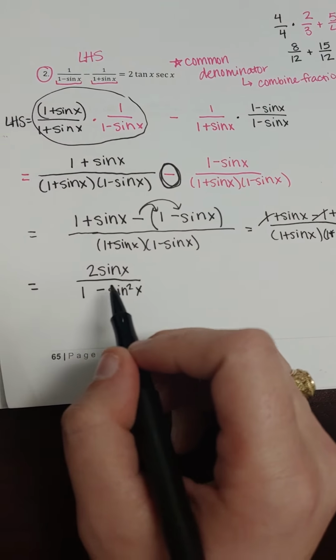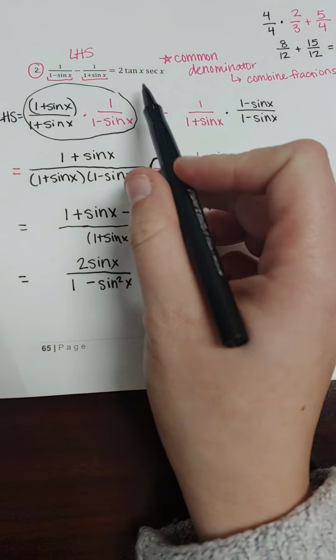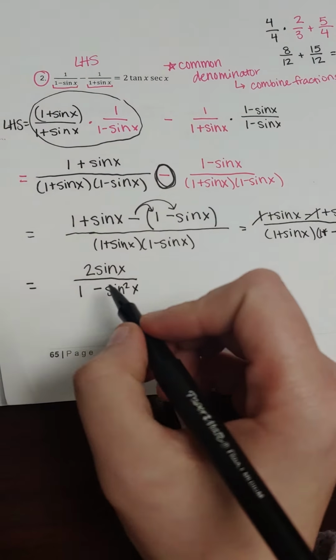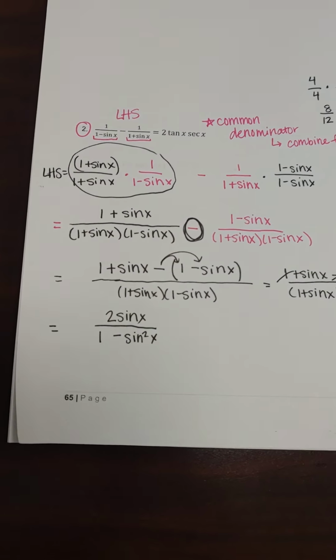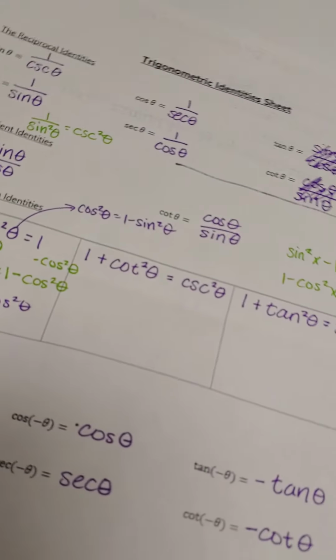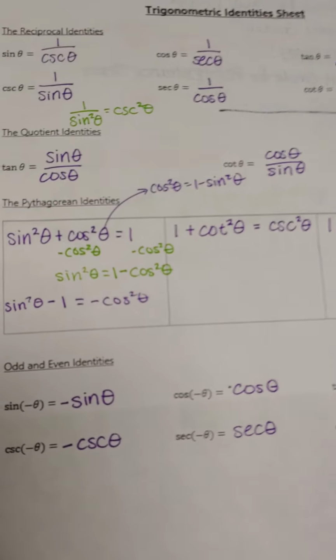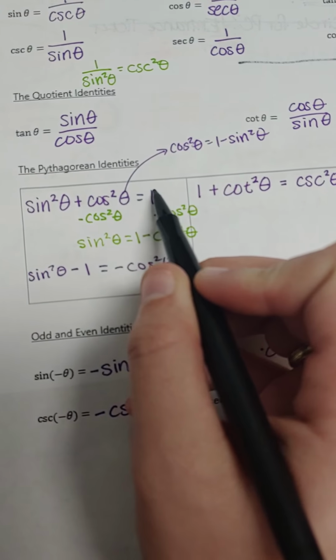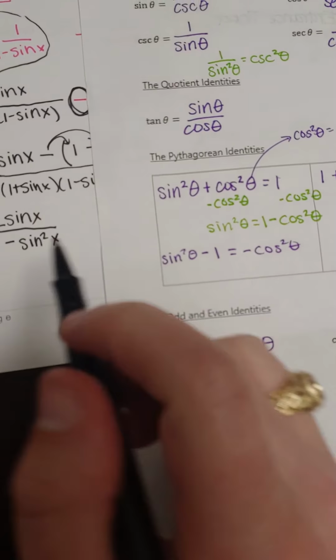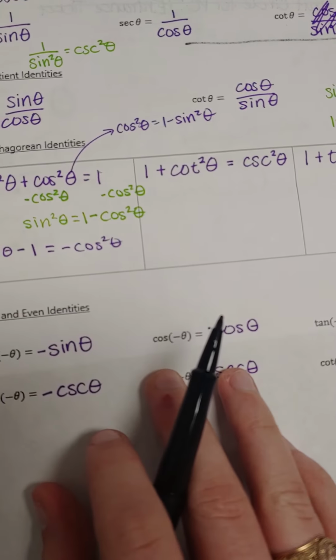I still have this minus sign and I want to be able to at least write some kind of tangent and secant. Well, I see that I have 1 minus sine squared x, so I see that I have that 1 and a sine squared. Let me go back and remember my Pythagorean identities. Here's sine squared theta plus cosine squared theta equals 1, but I have 1 minus sine squared theta.